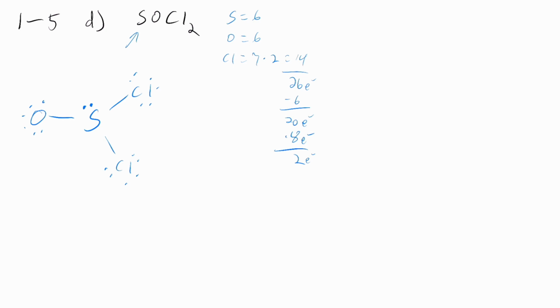This is a correct structure. It's not the best structure, and I'll explain why. Looking at it, we need to realize that there's a formal charge on each of these atoms. Chlorine has a completed octet, and chlorine is exactly satisfied with one bond, so the formal charge on each of these chlorines is going to be 0. The overall charge on the molecule is 0, but let's look at oxygen.